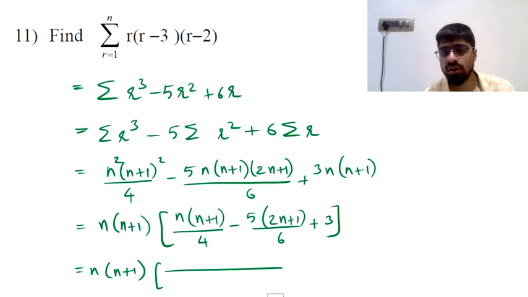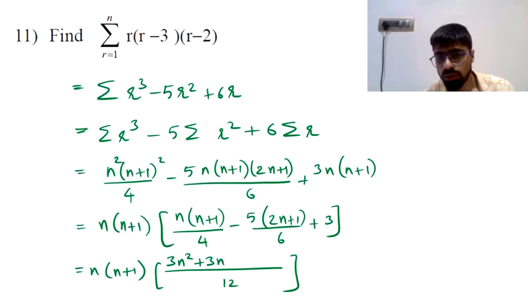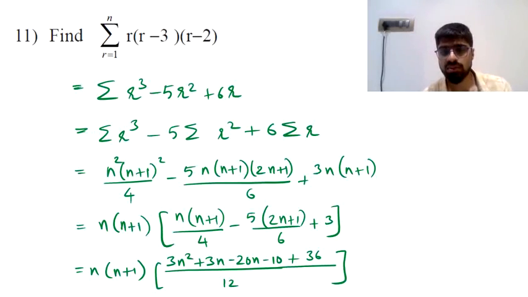The LCM here will be equal to 12. So this term will be 3n into n plus 1. That will make it n square plus n into 3, which is 3n square plus 3n. This will be 10 into 2n plus 1. So that will make it 20n plus 10. So minus 20n minus 10. And finally there's a plus 3. So that will become plus 3 into 12, which is equal to 36. And yeah, we can start simplifying it now. 3n minus 20n will make it minus 17n. And minus 10 plus 36 will make it plus 26.